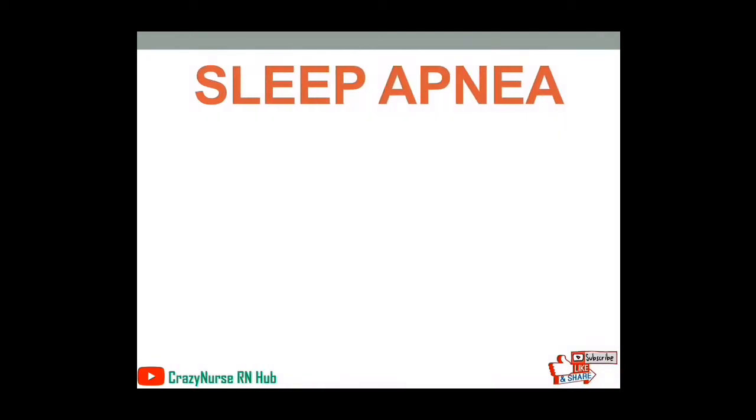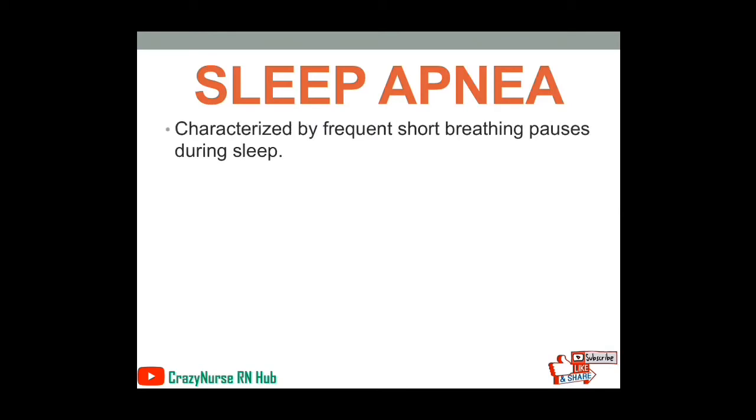Next, we have sleep apnea. It is characterized by frequent short breathing pauses during sleep. Although all individuals have occasional periods of apnea during sleep, more than 5 apneic episodes, or 5 breathing pauses longer than 10 seconds per hour, is considered abnormal and should be evaluated by a sleep medicine specialist.